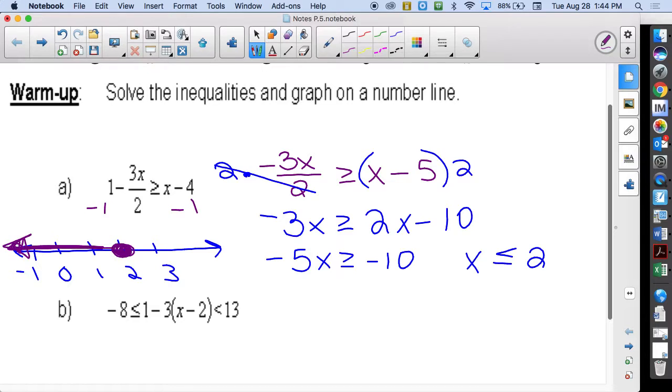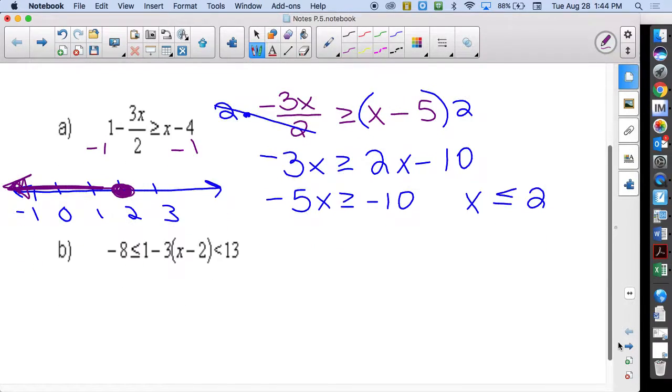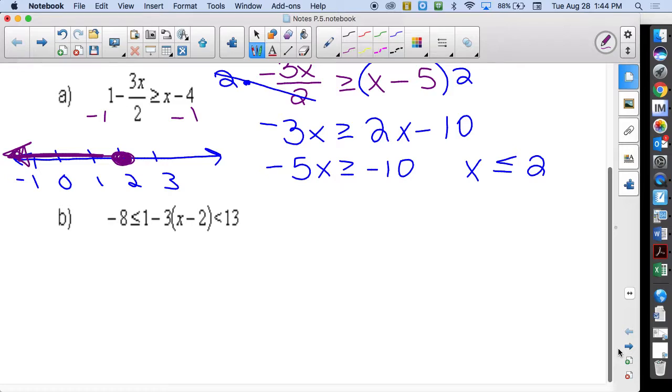The second one is called a compound inequality. Compound usually means 2. So it's a compound inequality because there are 2 inequality symbols in the problem. The expression is like squished in the middle. So we have this expression stuck in the middle of the two inequalities.